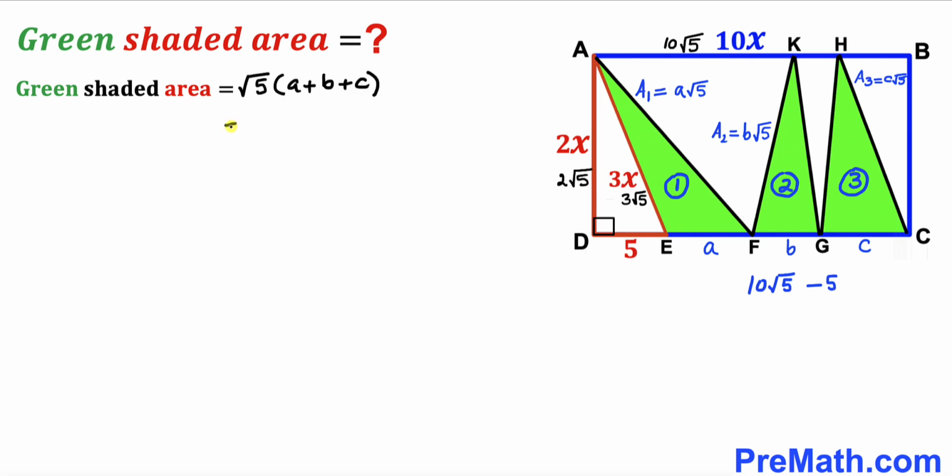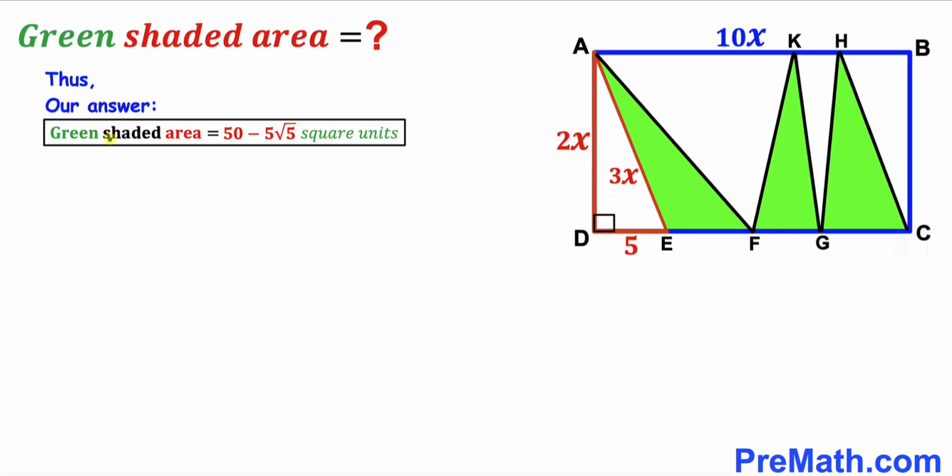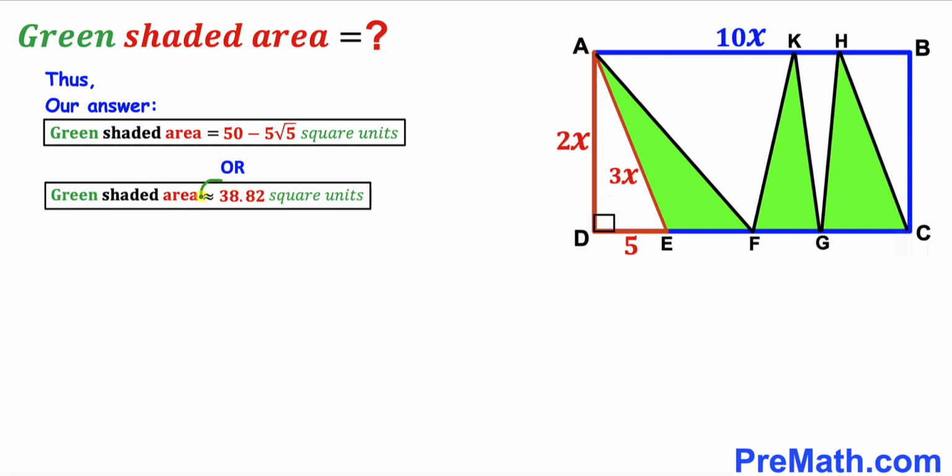So I can write square root of 5 times 10 times square root of 5 minus 5. Now we are going to distribute. When we multiply the first term, that gives us 50 minus 5 times square root of 5 square units. So the green shaded area turns out to be equal to 50 minus 5 times square root of 5 square units. And that's approximately equal to 38.82 square units as well.